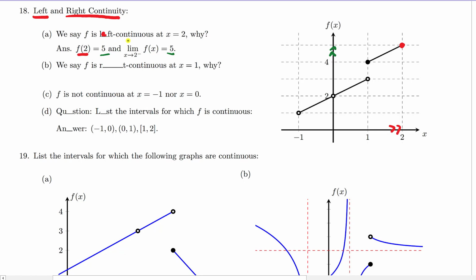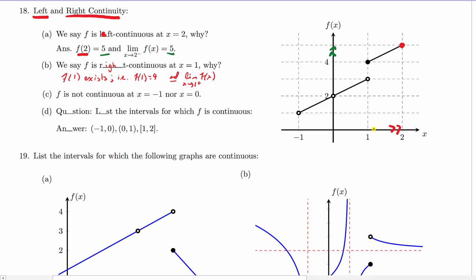Okay. Further, we're going to say that f is right continuous in many locations, but specifically I want to say that f is right continuous at x equals 1. How come? Because f of 1 exists. What is f of 1? F of 1 is 4, i.e. f of 1 equals 4. And the right-hand limit, the limit as x approaches 1 from the right of f of x. See here, we approach 1 from the right.